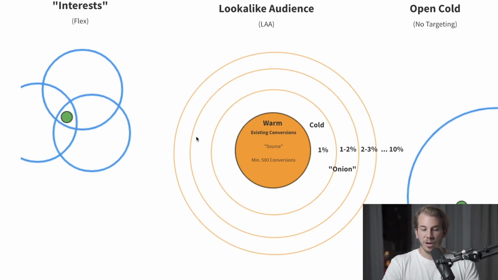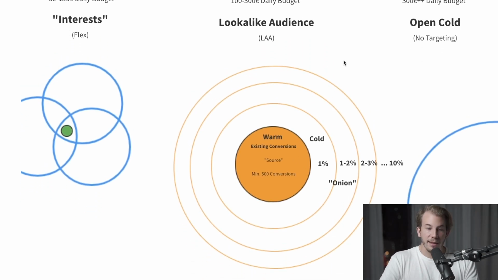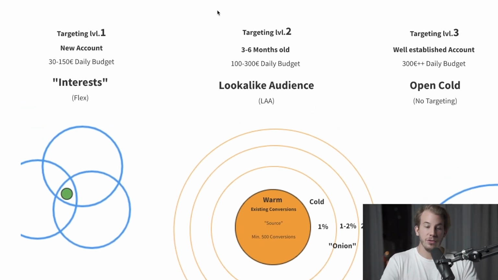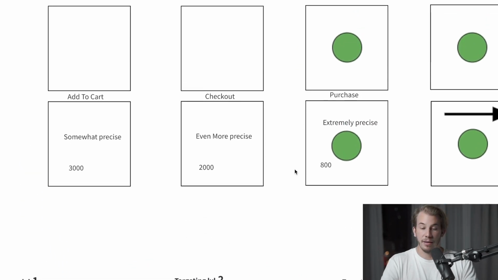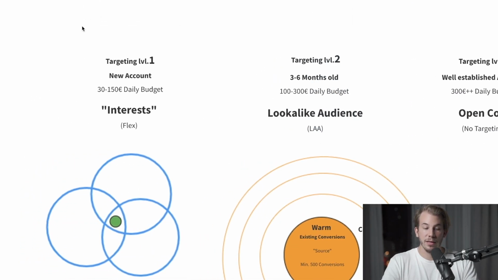So working with these lookalikes is extremely interesting. I would say it's the main job. And you might take years in that specific targeting level 2, because targeting level 3 basically starts at, I would say, 3,000 to 5,000 purchases. So you will most likely spend some years in just working with your interests and your lookalikes.